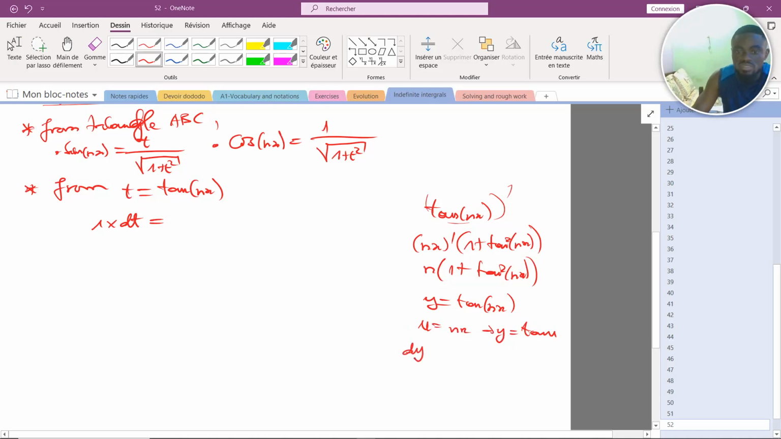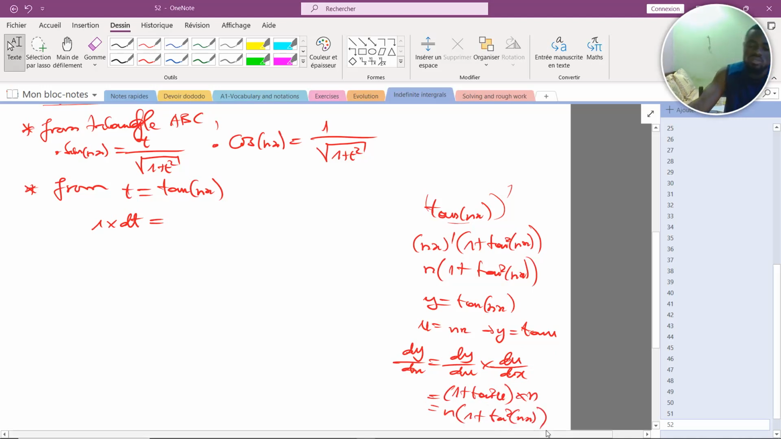So the formula says dy/dx equals dy/du times du/dx. When I differentiate y with respect to u, this gives 1 plus tan squared u, or sec squared u, times, when I differentiate u with respect to x, n. That is n times 1 plus tan squared of, what was u? nx. You see that it gives the same thing.